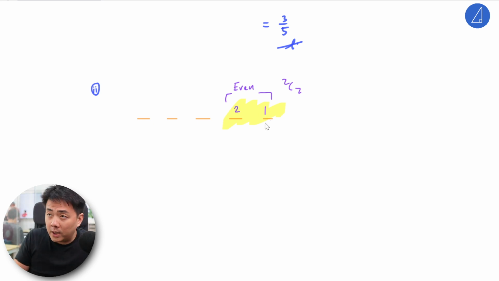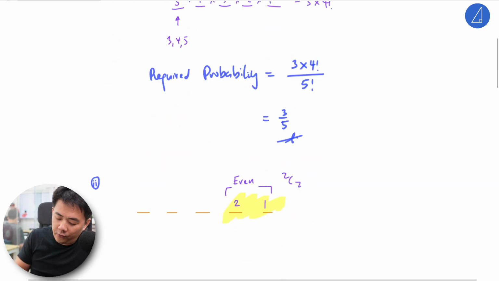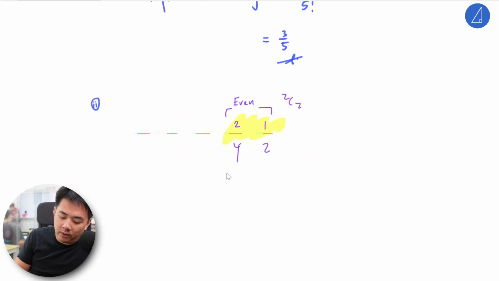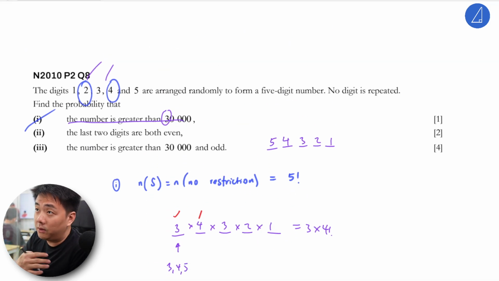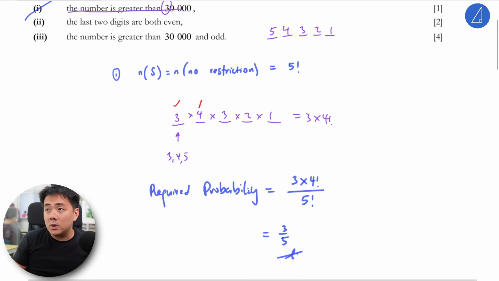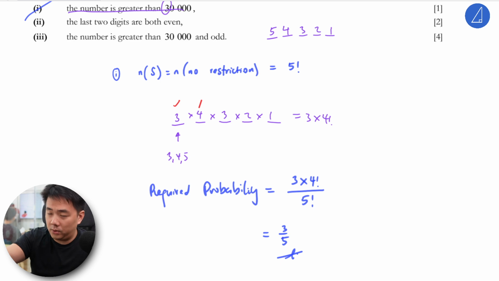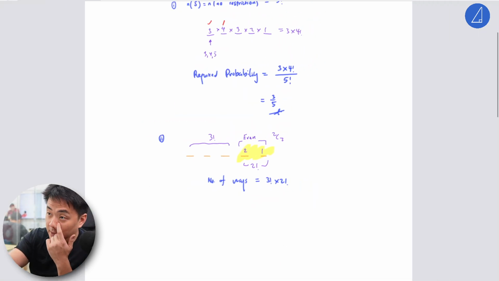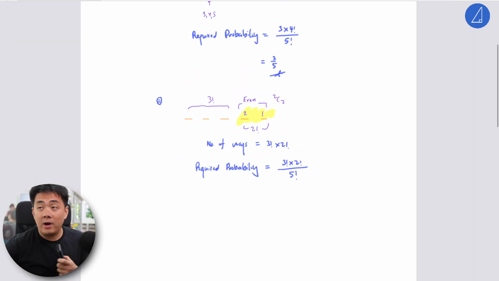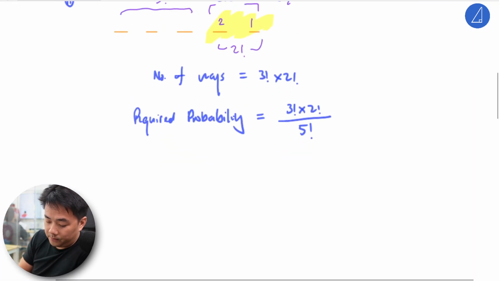So it's 2 factorial, because if you put 4 here, then you have 2 there, and if you put 2 here, then it's 4. The front will be 3 factorial, because the odd digits will be the first 3 numbers. So the required number of ways would be 3 factorial times 2 factorial. The required probability would then be 3 factorial times 2 factorial over 5 factorial. That will be 1 in 10. That's it, not an issue.